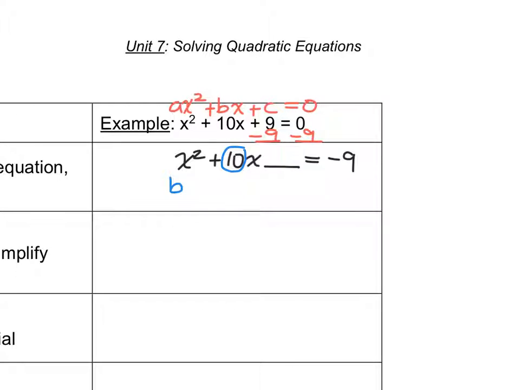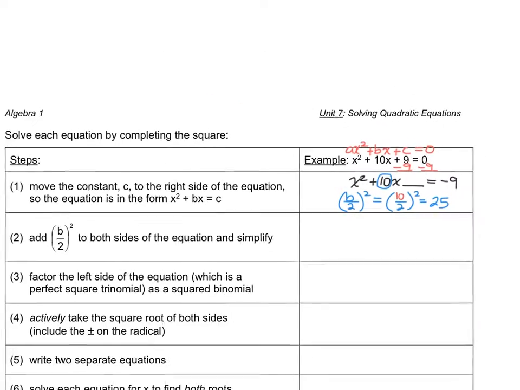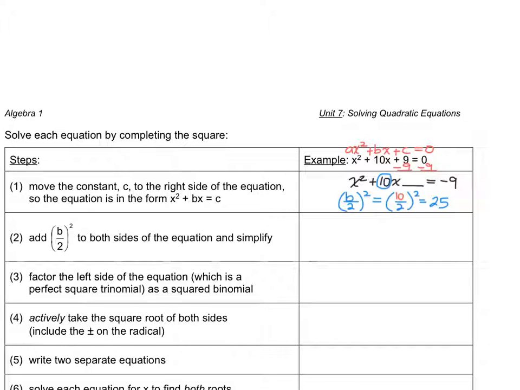So I need to take my b value, chop it in half, and square it. So I'm doing 10 over 2, and I'm going to square that. What do I get as a result? 25. All right. We need to add that to both sides of the equation and then simplify. All right.